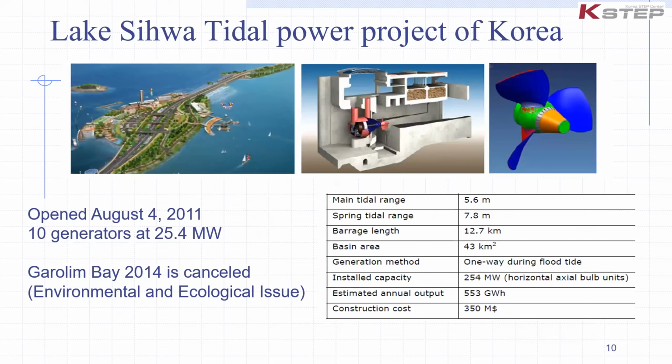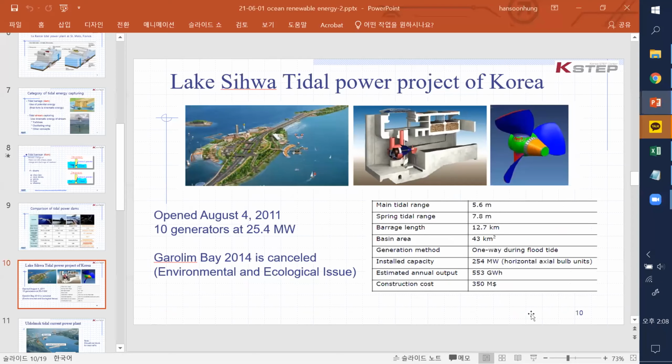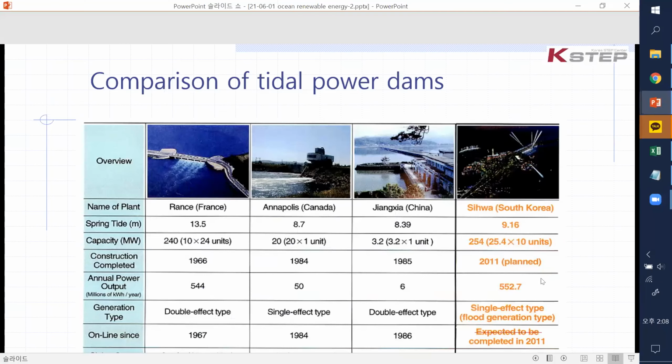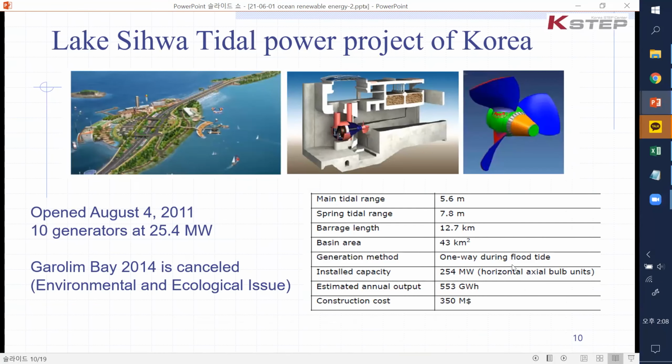Right. And this is a lake, Shihwa. The picture is coming from the tidal power project of Korea. Opened in 2011, 10 years ago. There are 10 generators, 25 megawatts each. So you see that the wind power system has grown to 20 megawatts now per single system.